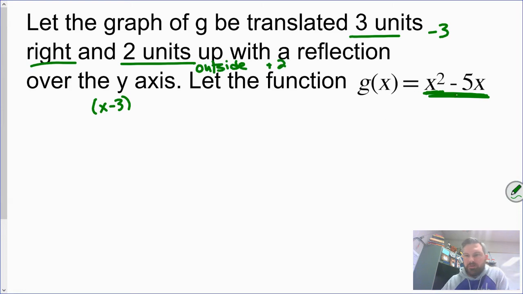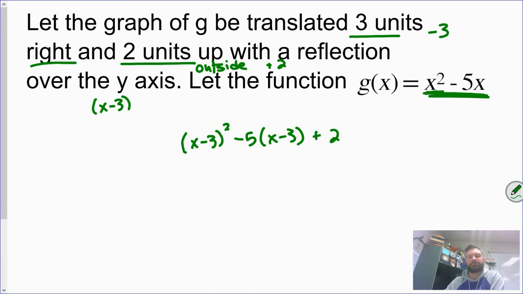So here's my function, and inside of it, I'm going to put x minus 3 everywhere you see an x. That gives me the 3 units right. And then on the outside, we're going to put this plus 2 because that just shifts it up 2. Now we're going to reduce this. We've got to FOIL this. This means x minus 3 times x minus 3.